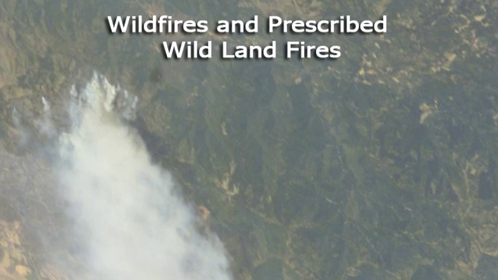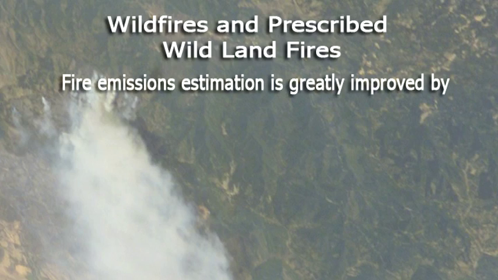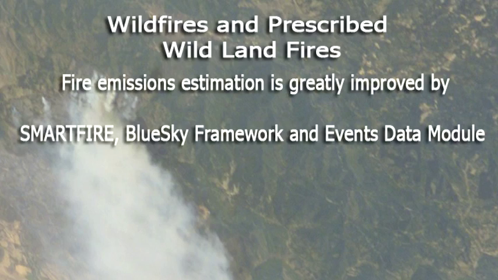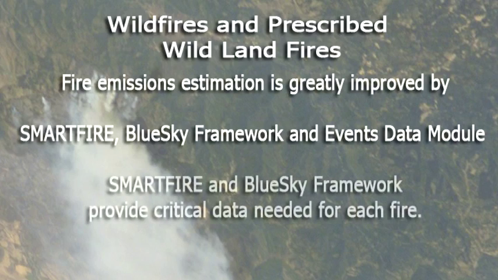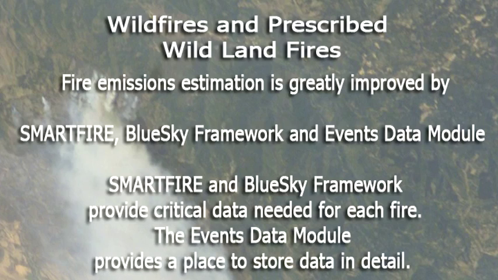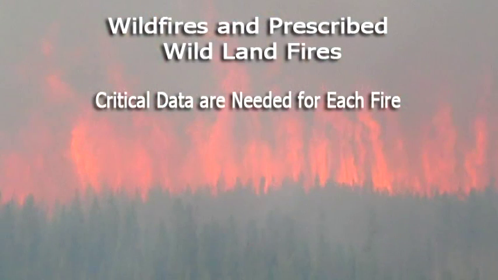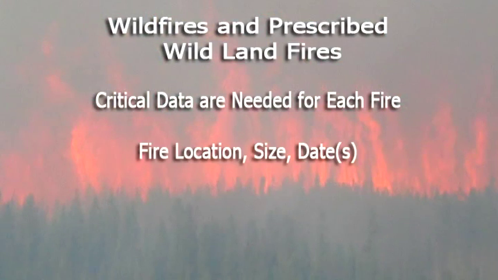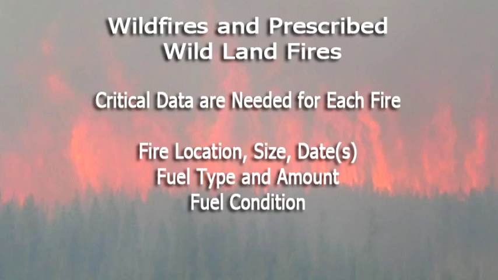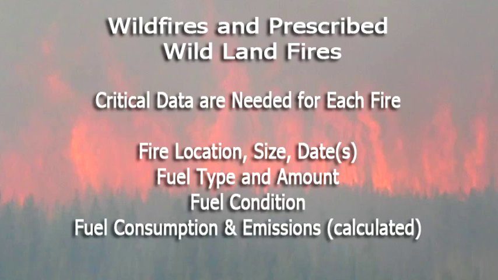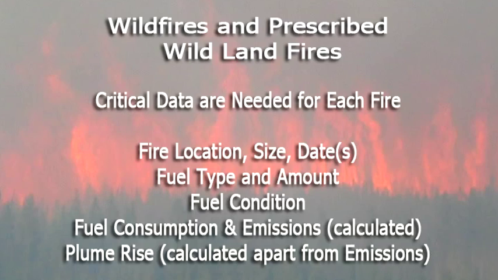Wildfire and prescribed wildland fire emissions are estimated using several recently developed tools: SmartFire, the Blue Sky Framework, and the Events Data Module. SmartFire and the Blue Sky Framework provide critical data needed for each fire, and the Events Module provides a place to store it in detail. These critical data needs are fire location, fire size, and the dates of the fires, the fuel type and the amount of fuel, and the fuel condition. The Blue Sky and SmartFire tools are used to calculate fuel consumption and emissions, but plume rise is calculated apart from the emissions process.